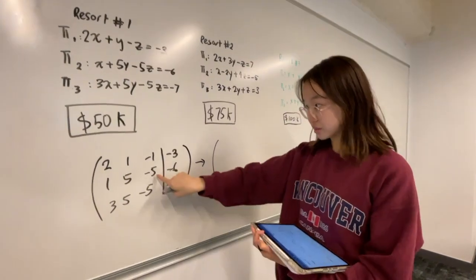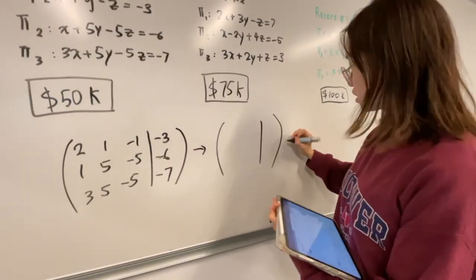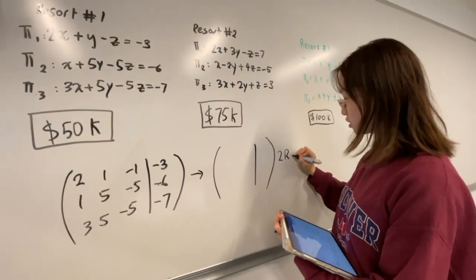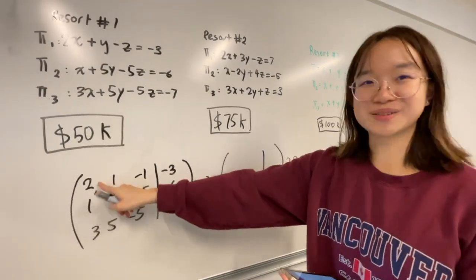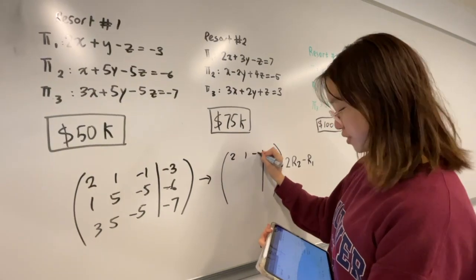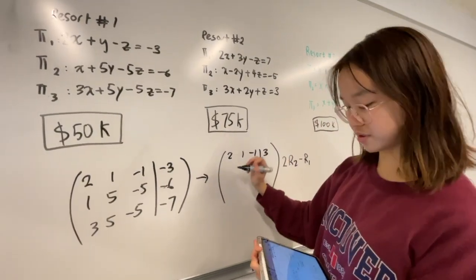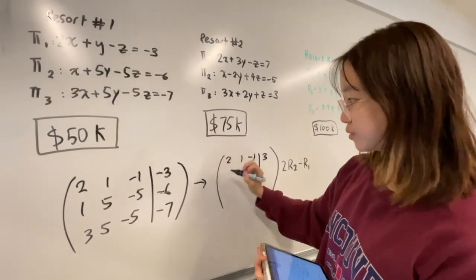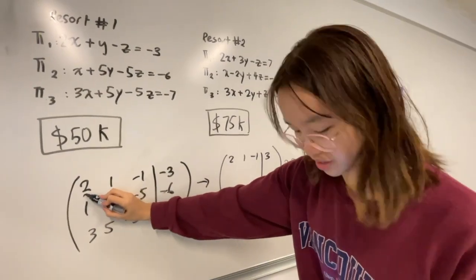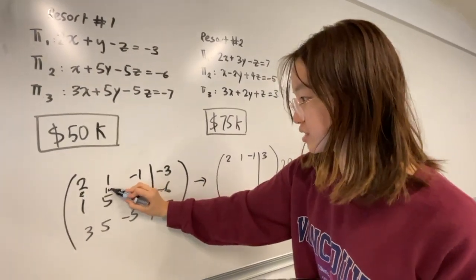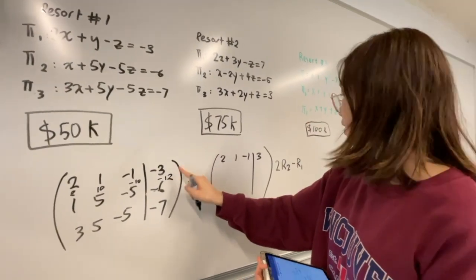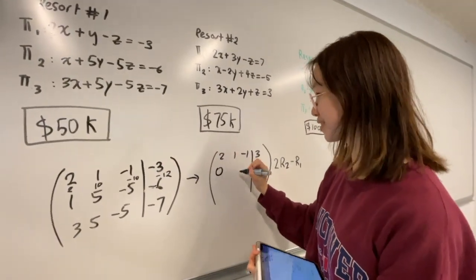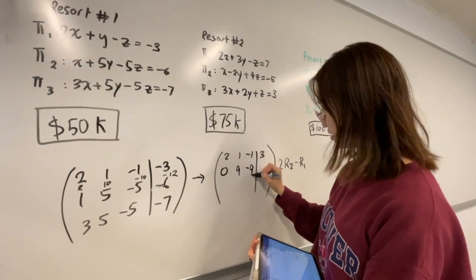So first, to get this to be 0, I will multiply row 2 by 2 and then subtract row 1, which will make these 2 cancel out. So first times 2, I'm just gonna write that small here to help my calculations: 2, 10, negative 10, negative 12. And then this row minus this one, right? So 0, 9, negative 9, negative 15.